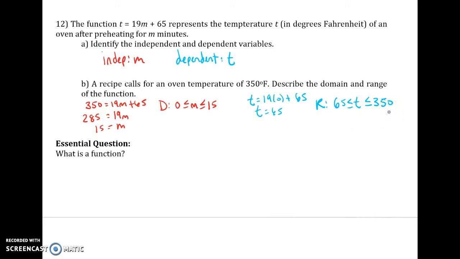Okay, so I know this is really long, but thank you for hanging in there, and we'll keep practicing this in class.